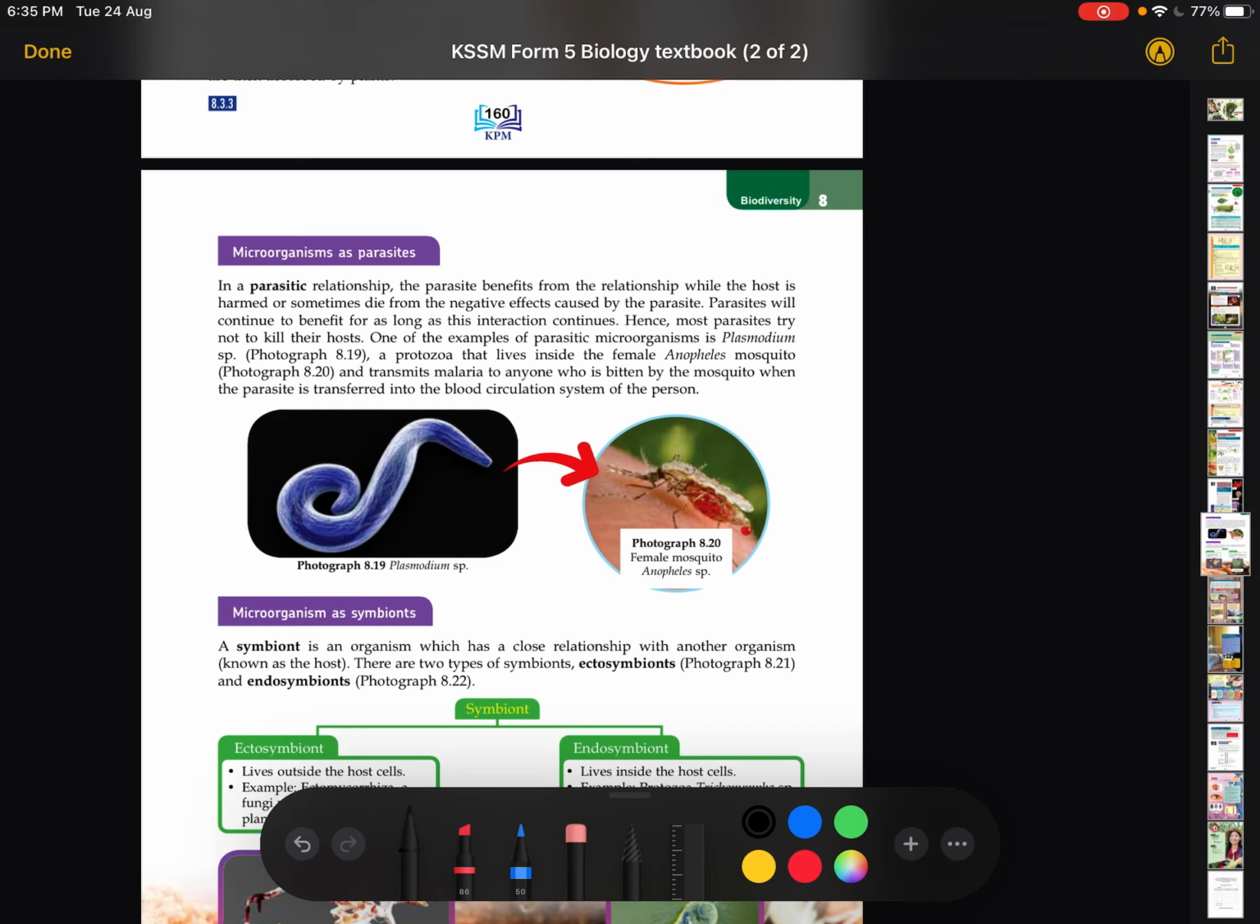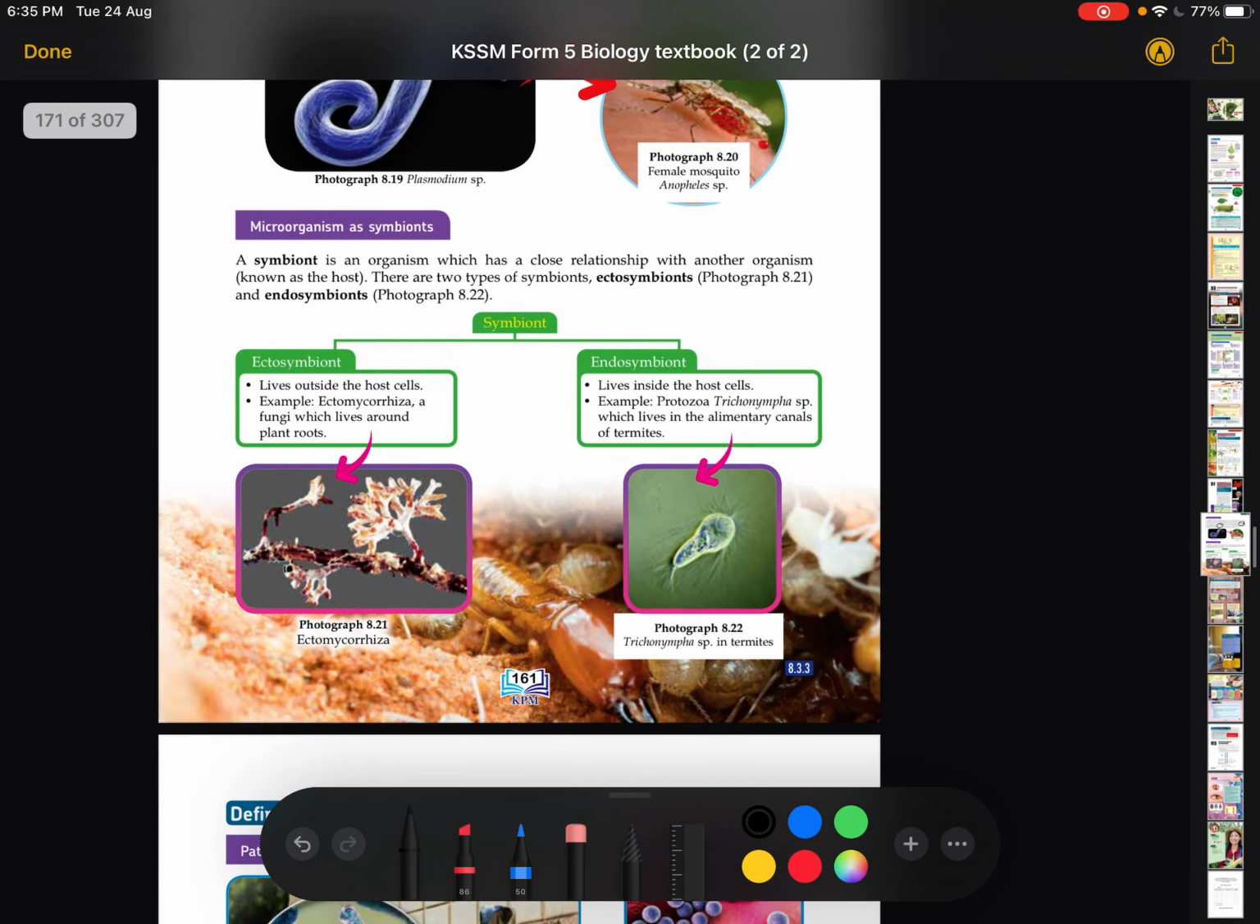Next is parasites. A parasite in general means one organism takes over a host, but it will harm the host instead. Instead of helping the host, it harms the host while itself gains benefits. The most popular example would be Plasmodium species, which is actually a protozoa. This is the example that I mentioned earlier. The Plasmodium species lives inside mosquitoes, specifically the Anopheles mosquito. When you get bitten by it, it may cause malaria.